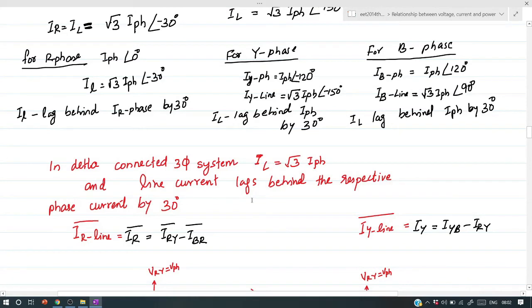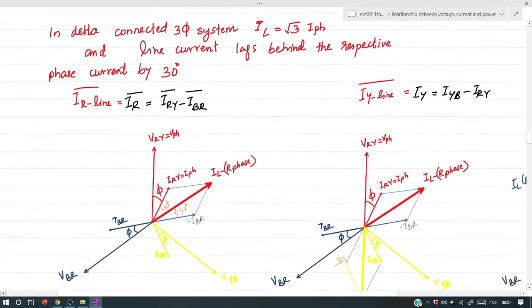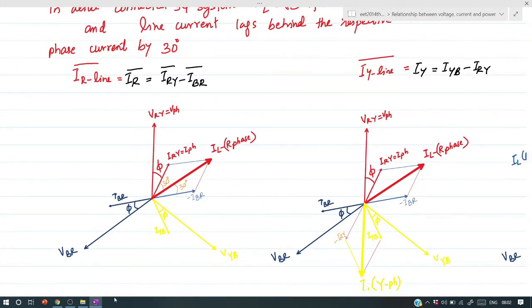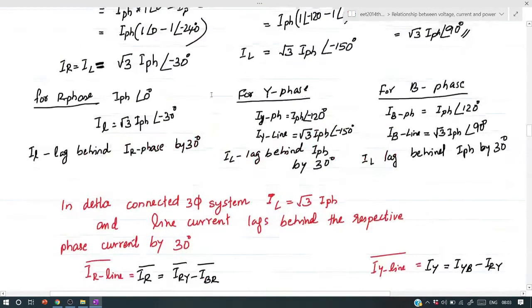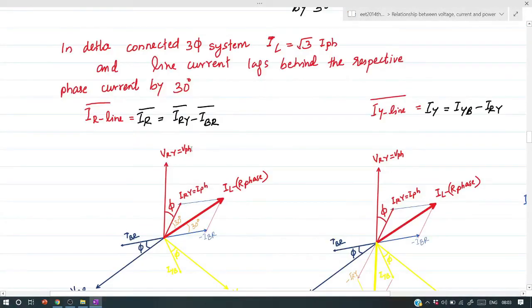So in a delta connected system, we can conclude that IL is equal to root 3 times I phase, and the line current lags behind the respective phase current by an angle of 30 degree. Now let's see the phasor diagram corresponding to this condition. The line phasor IR is equal to IRY phasor minus IBR phasor, based on this equation. Let's consider the lagging power factor case.